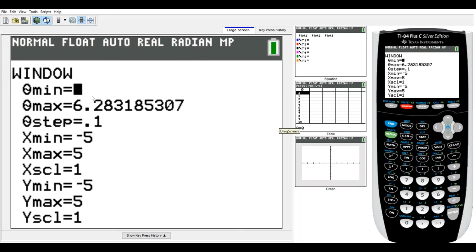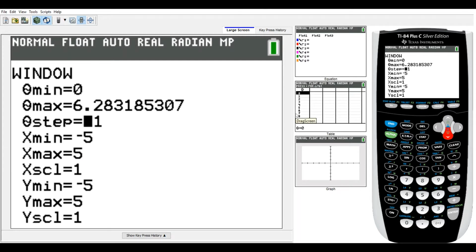You can see theta min and theta max, which we don't quite know what that is right now, but I'll just tell you it's an angle. We're going to let this angle theta vary from 0 to 2 pi, and a theta step of 0.1 should be plenty here. This is just the spacing of our theta values with each point that we plot. Then next we have our x min and x max, and a y min and y max. Let's just leave those as -5 to 5 by 1s.